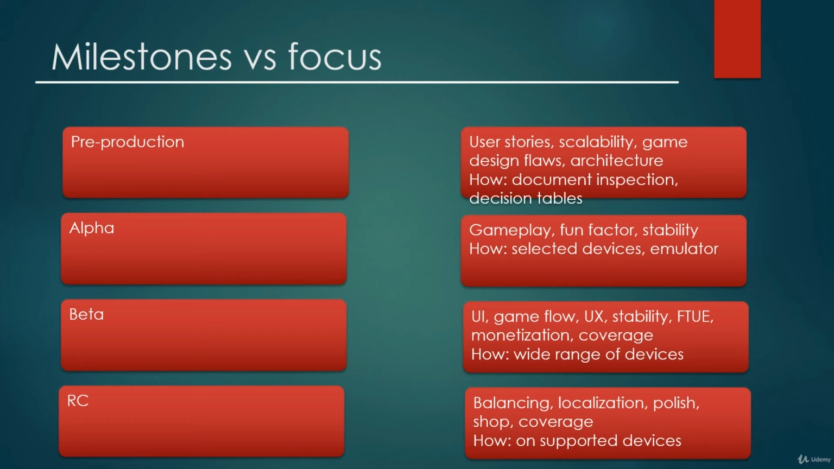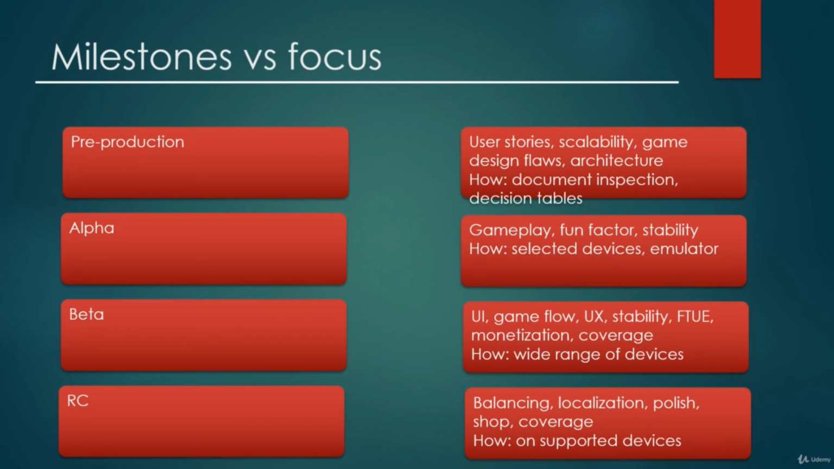RC, as a milestone, means release candidate. It comes from the console games. Here it would mean the game is ready to be globally launched. That means that we already even had a soft launch and the game is ready to be presented to the global audiences. So here what we are testing before releasing the game to the world is the game balancing.